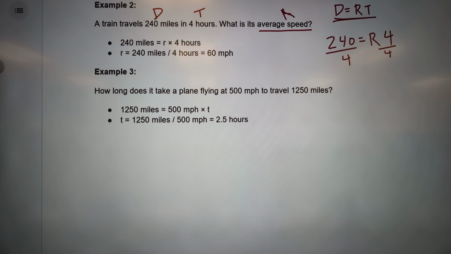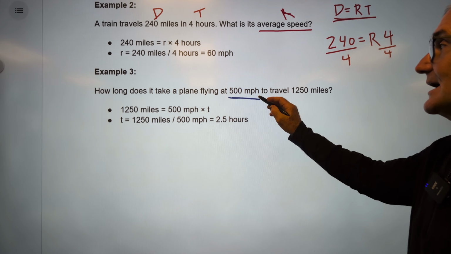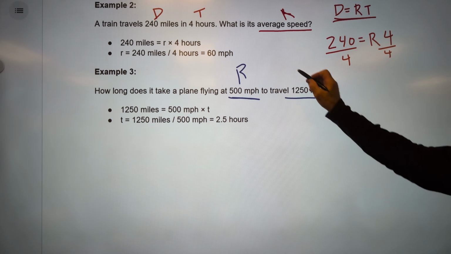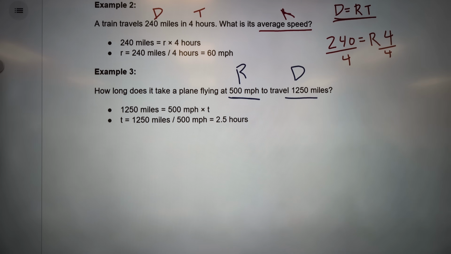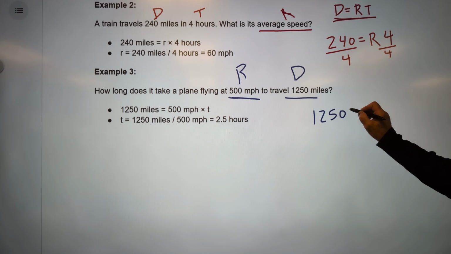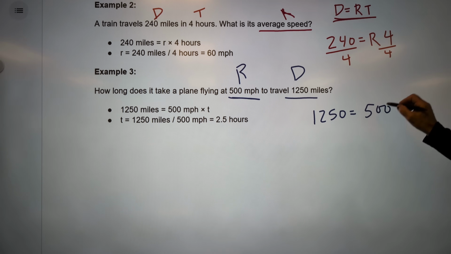All right, pause the video, do that example, unpause. How long does it take a plane flying at 500 miles per hour rate to travel this amount of miles? That's distance. Plug that in the equation. 1250 is equal to the rate 500 times the time.